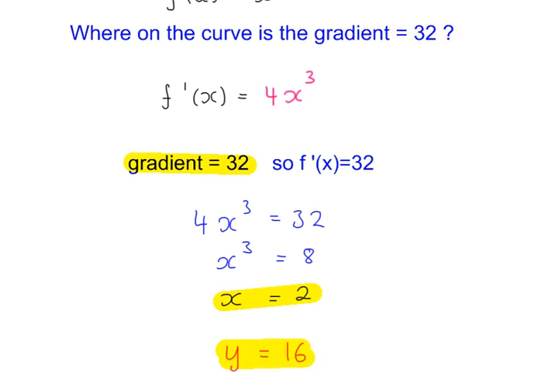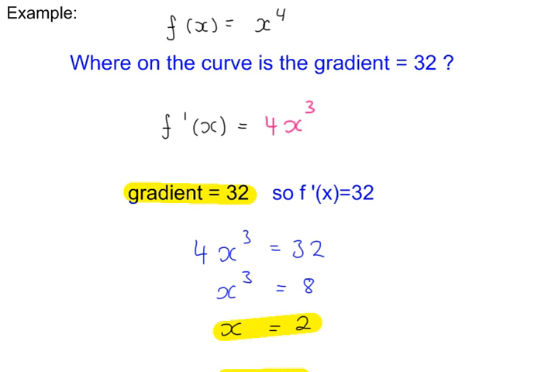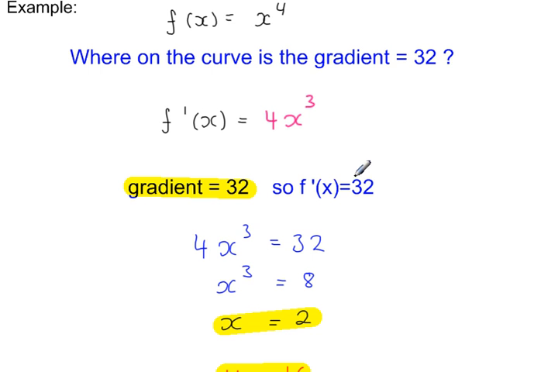Now what you need to understand from this is when you're dealing with a gradient, use the derivative, f dash x. When you're trying to work out the y coordinate for any point on the curve, then use the original equation of the curve.